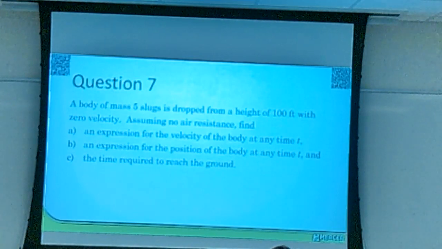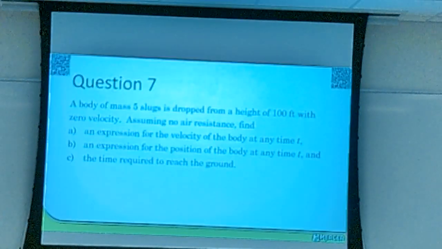Body of mass, 5 slugs. Why are they using that measurement system? I don't know. Thought that's why we fought the revolution. But yet here we are.